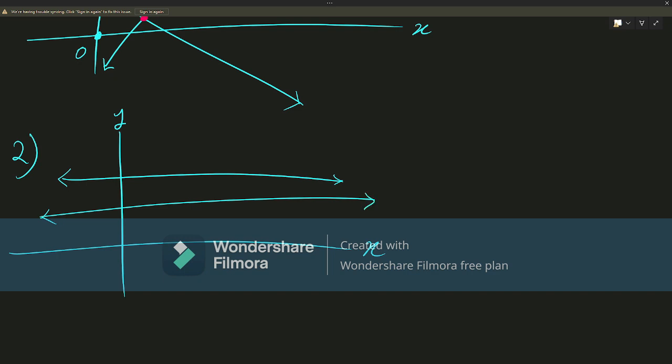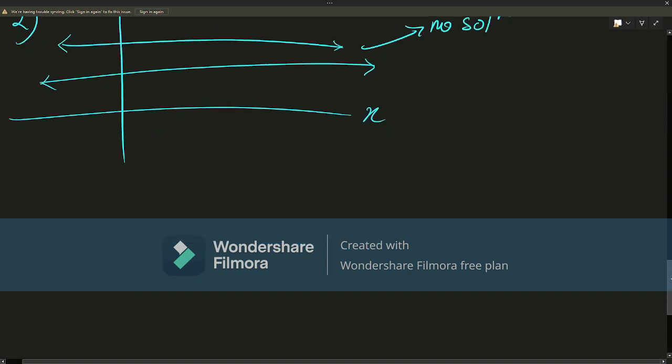Now, if these lines are parallel to each other, there's no intersection, right? If there's no intersection, then these lines will have no solution. They won't meet. They will extend infinitely, and they will never meet. So, no solution at all. Now, let's talk about coincident lines.